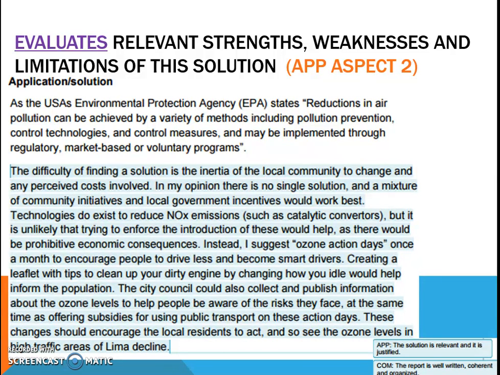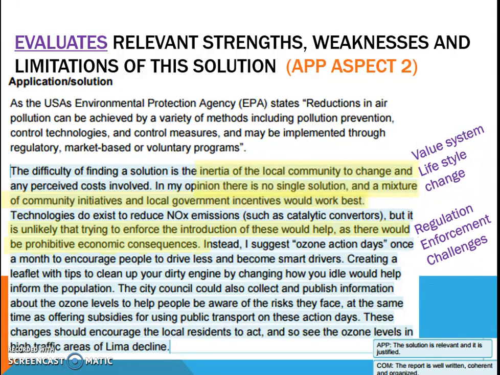To get the full points on your application section, you also have to evaluate all your solutions. So throughout the things we were just saying, interspersed, there were also these evaluations. As they were talking about solutions, they were saying local community change is really hard. There's no single solution. People have different value systems. It's really hard to change people's lifestyles. Those things are really tough, so having some sort of incentives is going to work best. So they are talking about why things are difficult to do or implement.